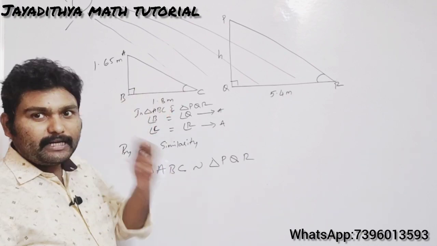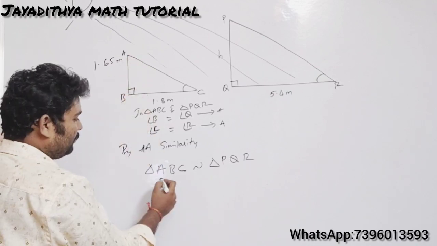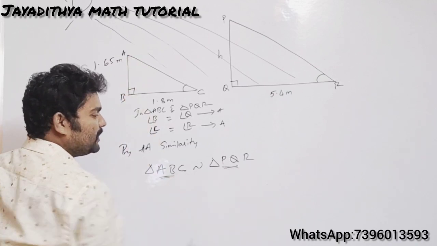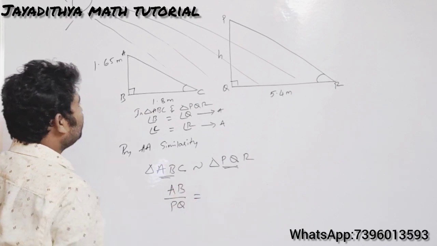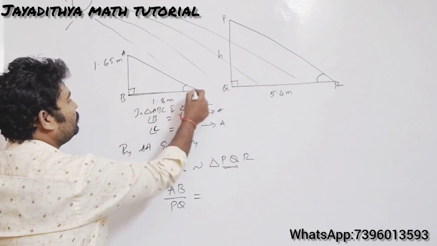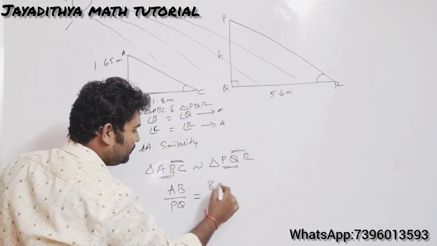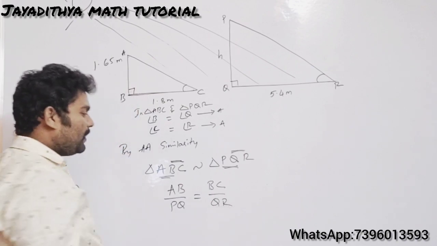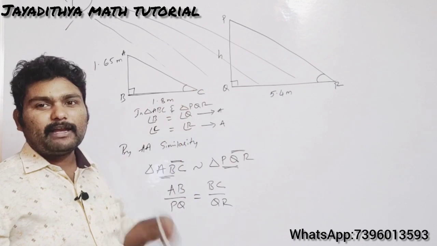So what are the sides required here? You take the ratios of those two sides. See here, what is the corresponding side of AB? The corresponding side of AB will be PQ. So from this you can write AB by PQ equals, so I want BC. What is the corresponding side of BC here? BC's corresponding side is QR. So that will be equals to BC by QR. From the statement you should write this conclusion result. After writing the result you substitute the values, then you will get the answer.